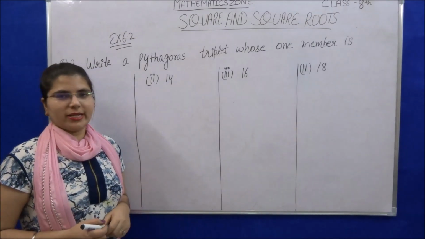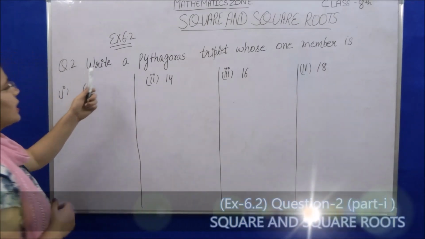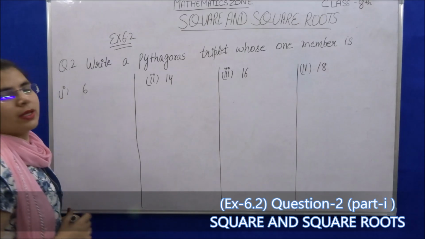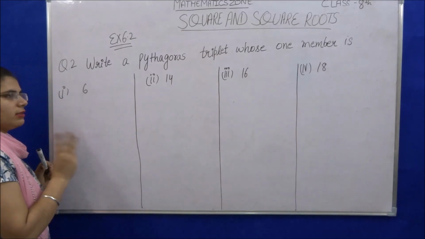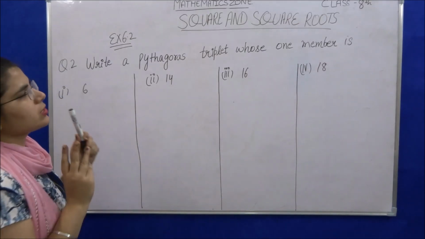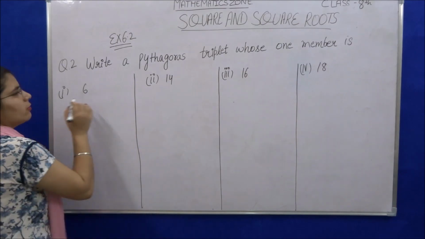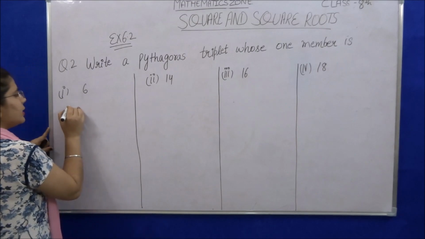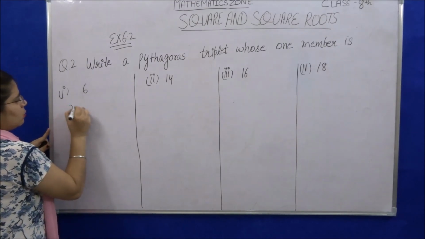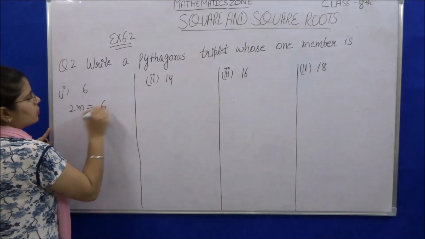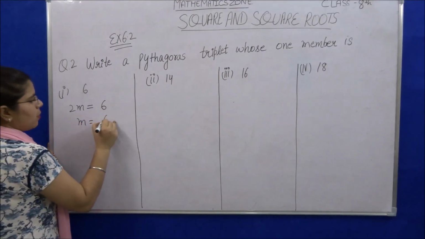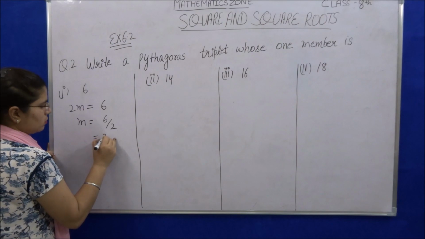Now let's do the second question. Write a Pythagoras triplet whose one member is 6. Now we want to find the three numbers that make the Pythagoras triplet. So one of them is given to us. Let it be equal to 2m. So 2m will be equal to 6. M will be 6 upon 2, that will be equal to 3.